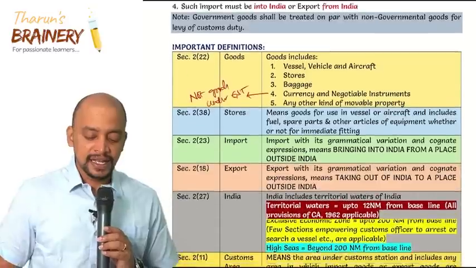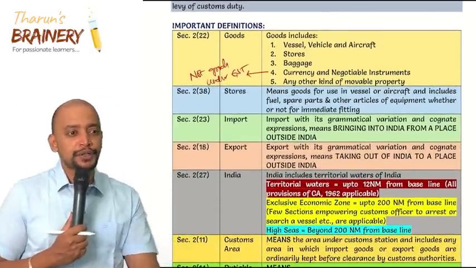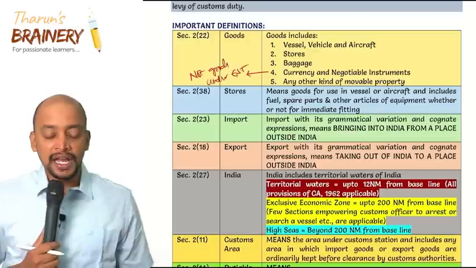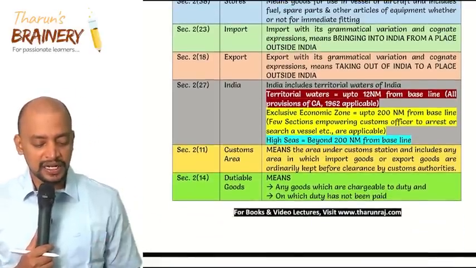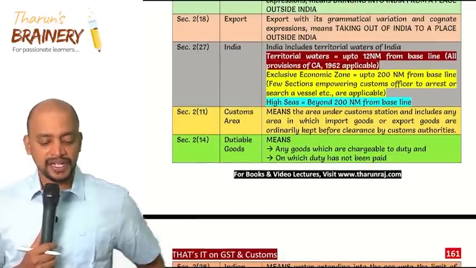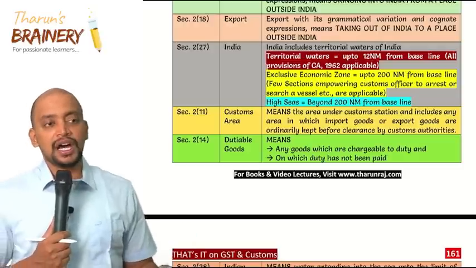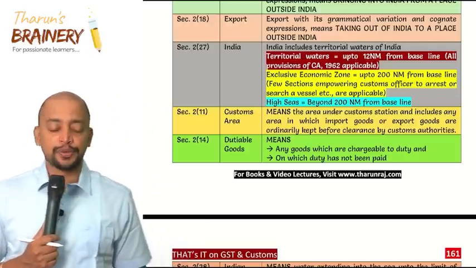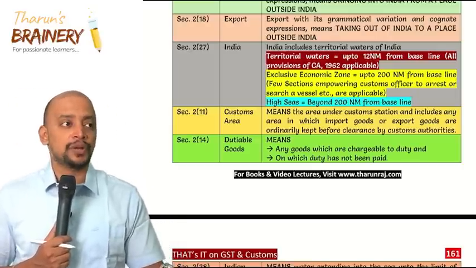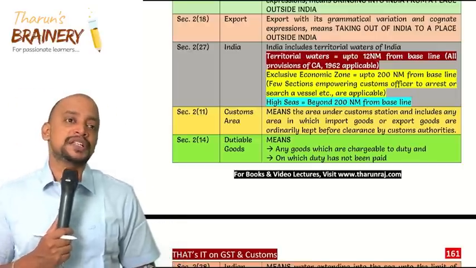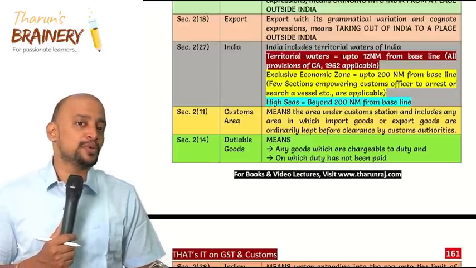Okay. Then next, import. Generally import means what? Bringing goods from outside India to India. That's a simple definition. Export means what? Taking goods from India to a place outside India. Then India, we have already seen the meaning. Customs area means, in every port or airport, not every port or airport is first of all a customs port or airport. What is a customs port versus a normal port? If imports and exports are permitted in that port or airport, it is called a customs port or airport.